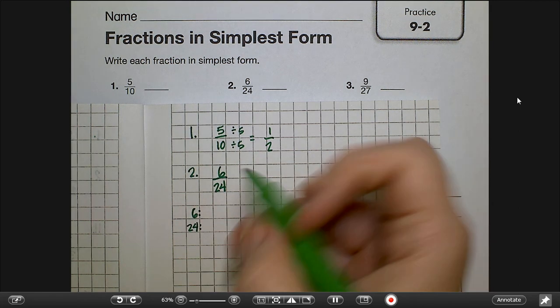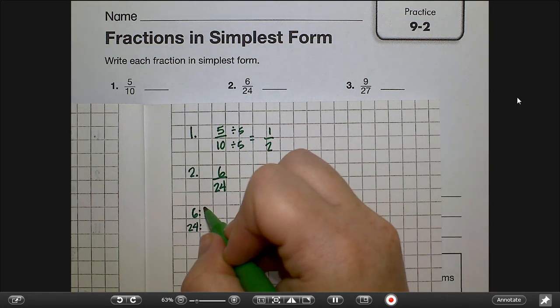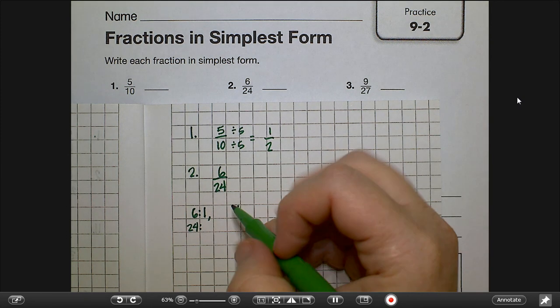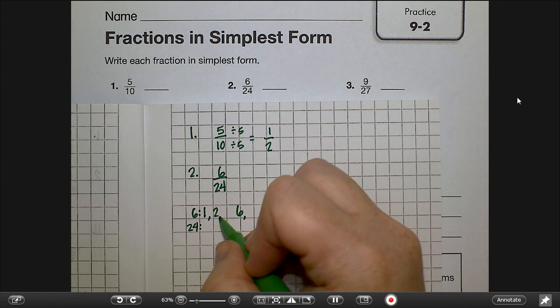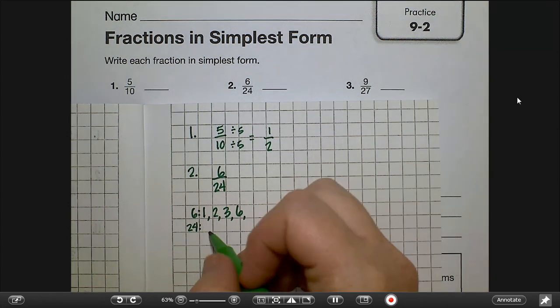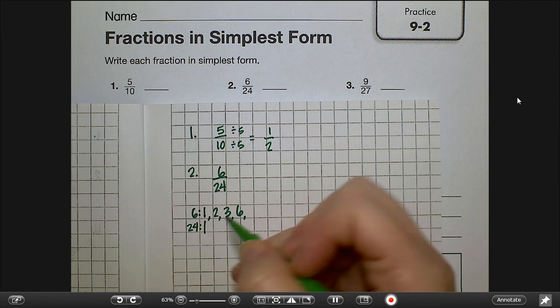Okay, so 6, well, we know that 1 times 6 is 6. And we also know that 2 times 3 is 6. So these are the factors of 6. These are numbers that you can multiply together that would equal 6. Okay, 24 has a lot more. Wow, it does have a lot.